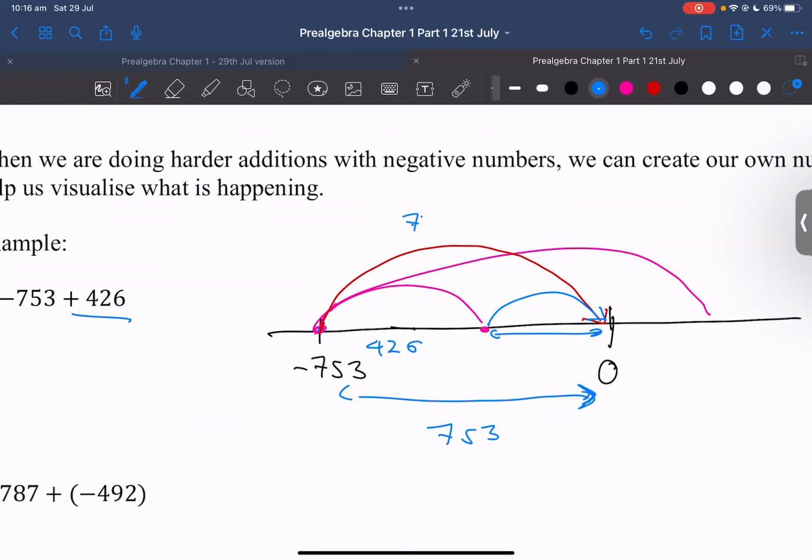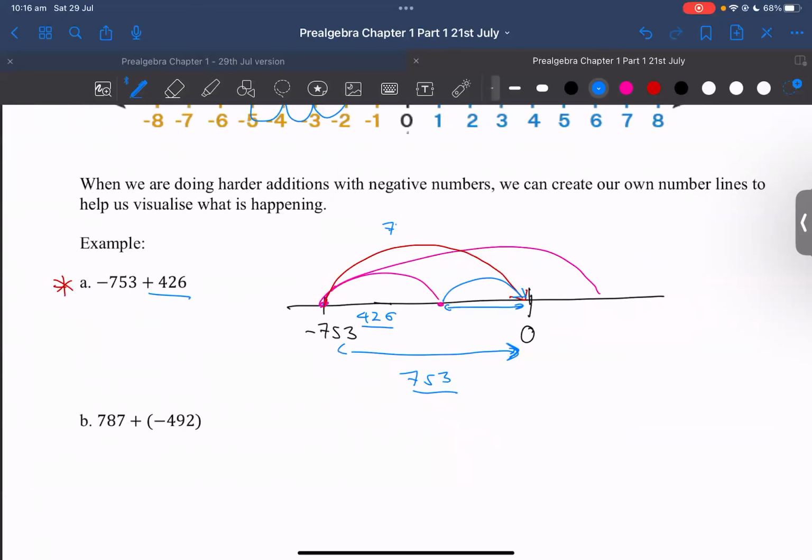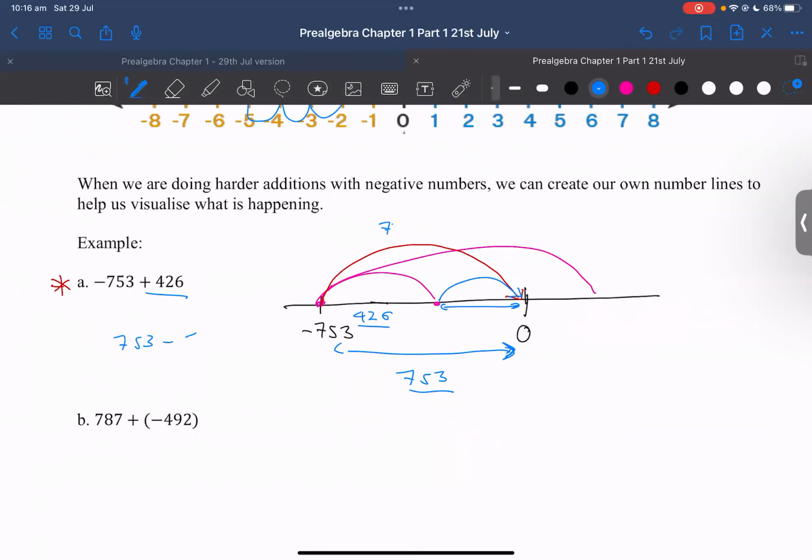So we go 426 to the right. How much more do we need to go to get to 0? In your subtraction numbers, right? 753 minus 426 should be our distance, which is a long subtraction. 13 minus 6 is 7. 4 minus 2 is 2. 7 minus 4 is 3. 327. So we're missing 327.